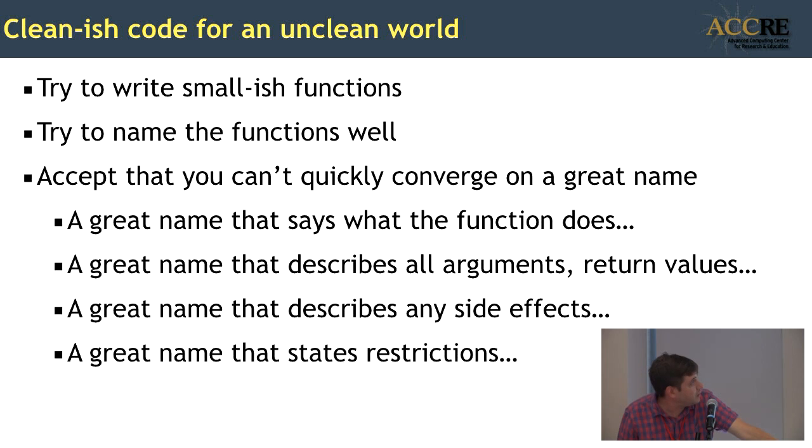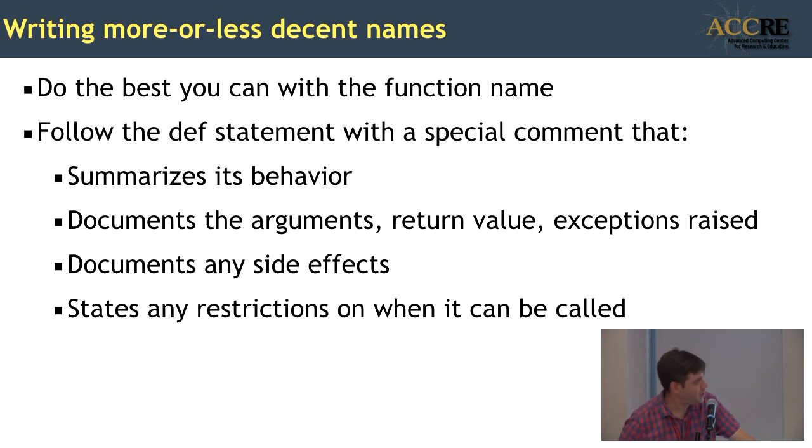So we could try to write smallish functions. We'll try the best we can to name the functions well in the time you have. But you have to accept that you can't quickly converge on a great name, that from the name you know what the function does. It describes all the arguments, the return values, describes any side effects, and states any restrictions on calling the function. That's a lot to do. But what you can do is you can do the best you can with the function name, and you can follow that statement with a special comment that summarizes the behavior of the function, documents the arguments, the return value, any exceptions it raises, documents all side effects, and states any restriction on when it can be called.